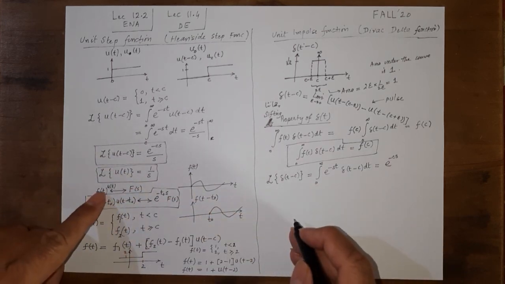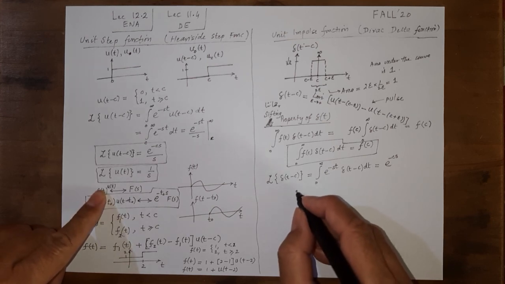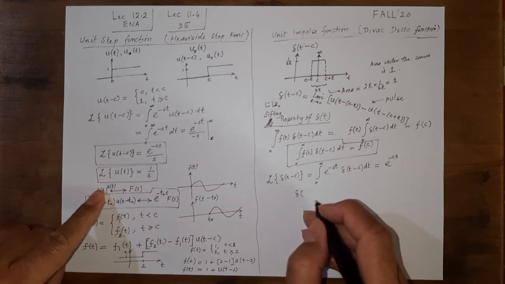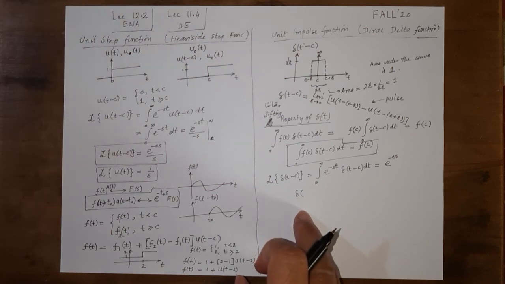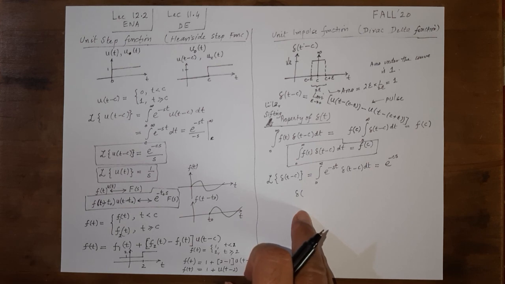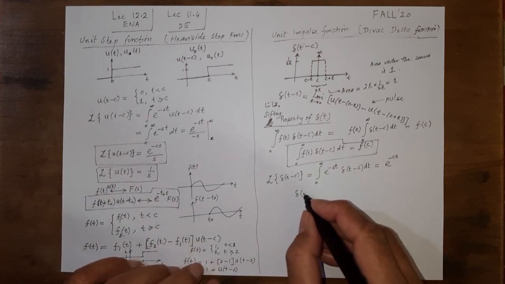So if this f of t is an impulse, did I cover it? Please wait for a moment. Let me see my notes again. Did I cover the impulse earlier? No, I did not cover the impulse. Okay, so I am writing it for the first time.